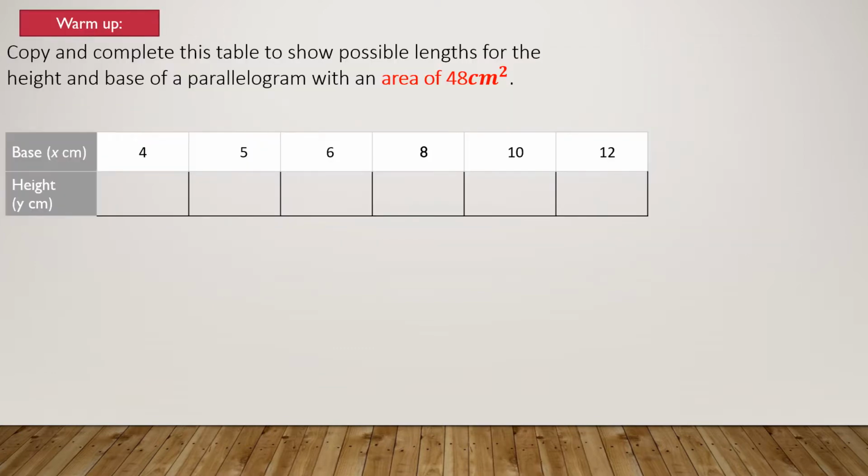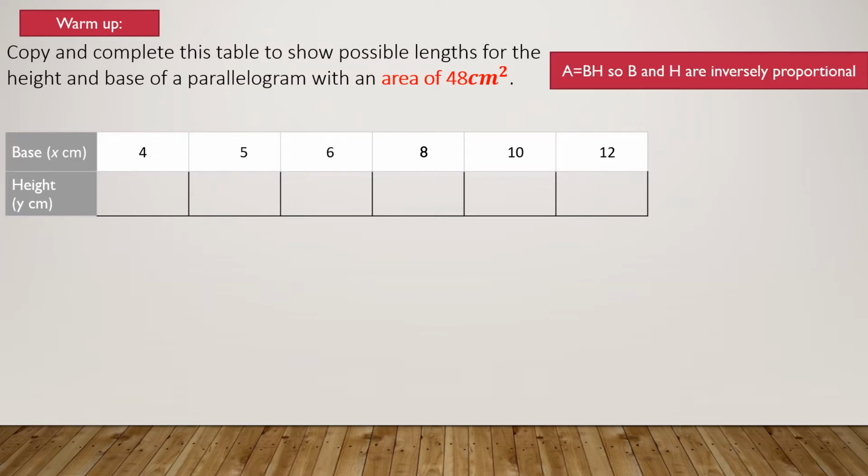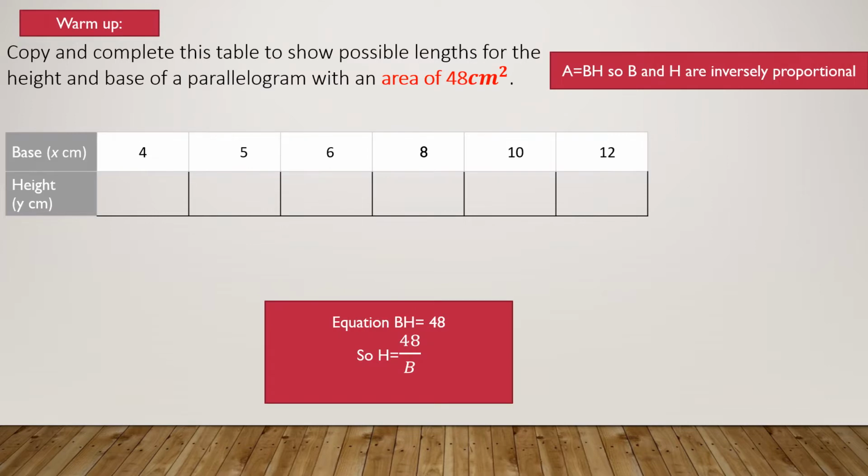Here is a table that represents the height and base of a parallelogram where the area is always equal to 48 centimeters squared. When I say area, it means that I am multiplying the sides together, which is height and base. Since I'm using multiplication, it's an inverse of a proportional relationship. So A is equal to base times height, where A is always equal to 48. So BH is equal to 48. If I want to get H as the subject, H is equal to 48 over B.